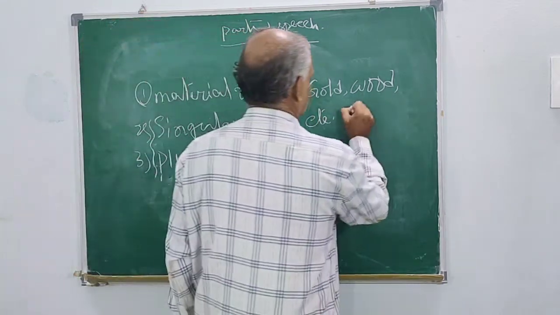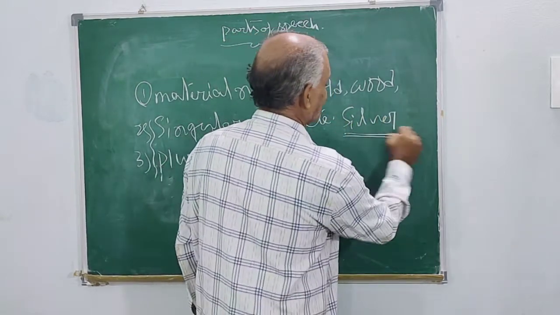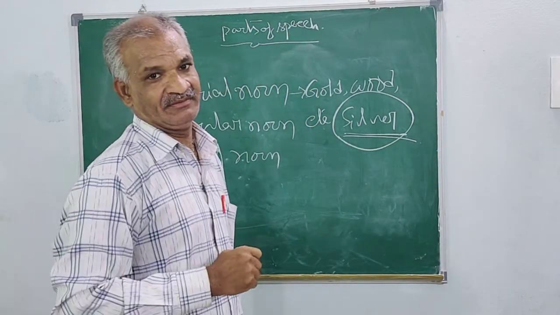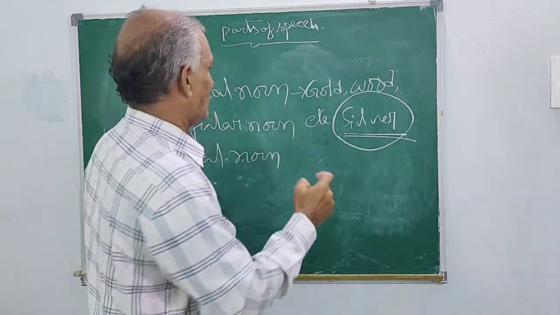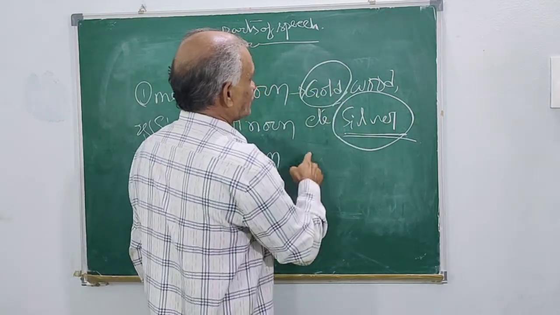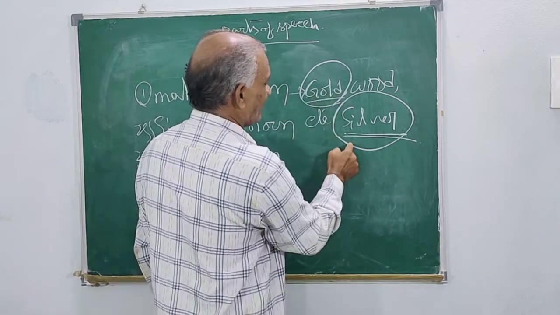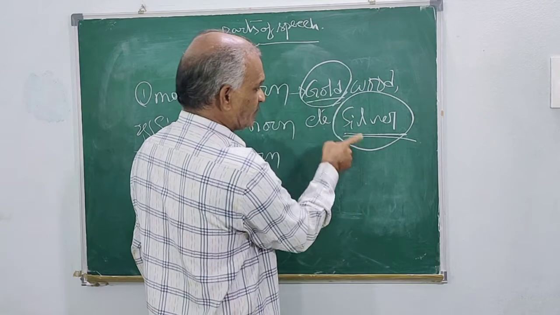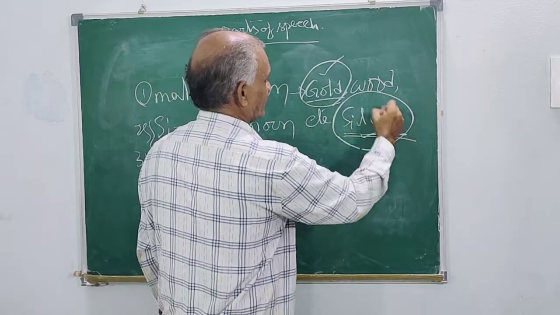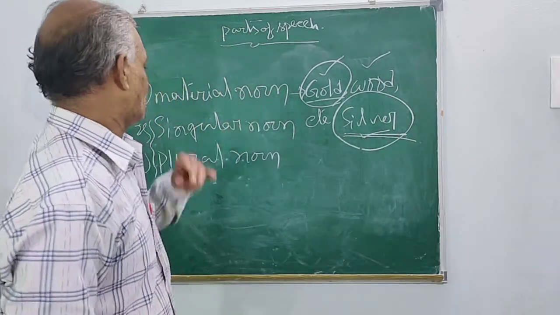gold, silver, because it is the name which is given to a particular material, and this is the name which is given to a particular material. So this is the word gold, we cannot give that one to this one and this one to this one. So gold, silver, wood, these are called material nouns.